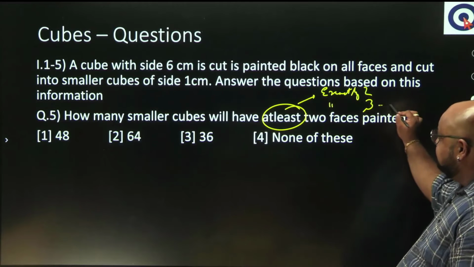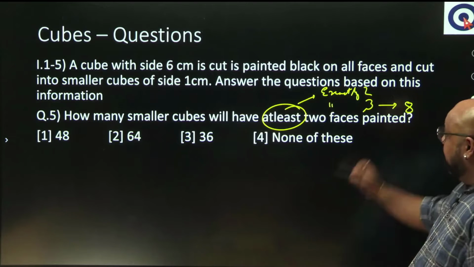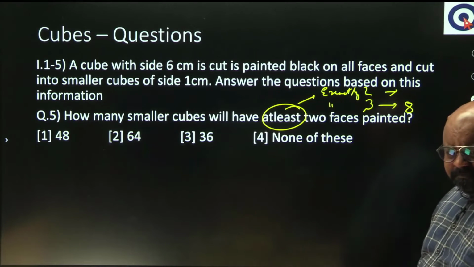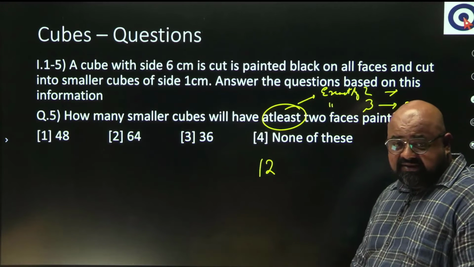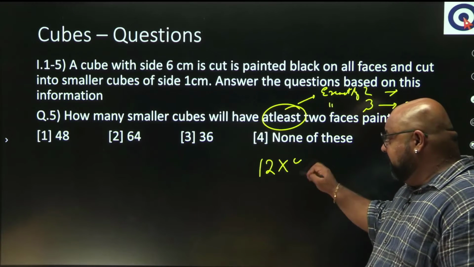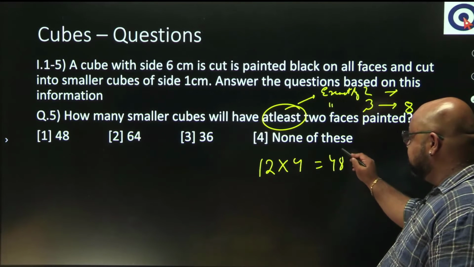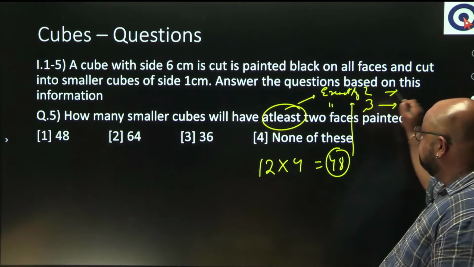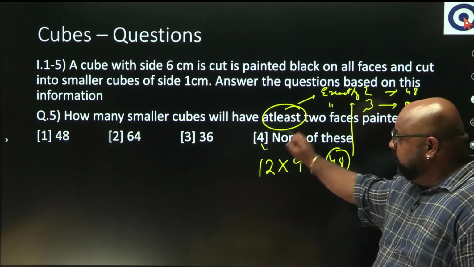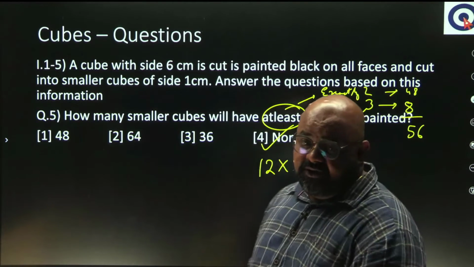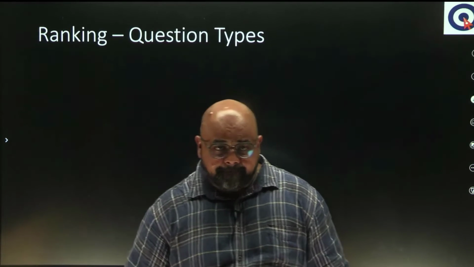Now how many cubes will have 3 faces painted? This number remains 8. How many will have 2 faces painted? 2 faces painted are on the edge. There are 12 edges, and on each edge in this case there will be 6 minus 2, 4 cubes. Therefore 48 cubes will have exactly 2 faces painted, 8 will have 3 faces painted, therefore 56 cubes will have at least 2 faces painted, right?